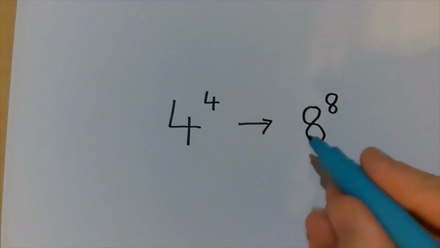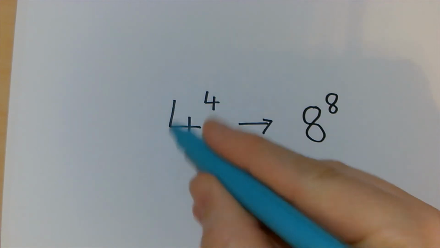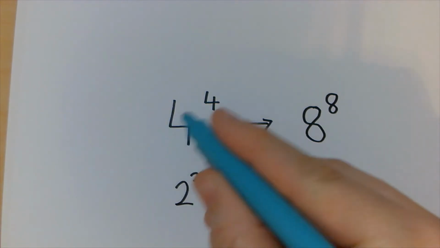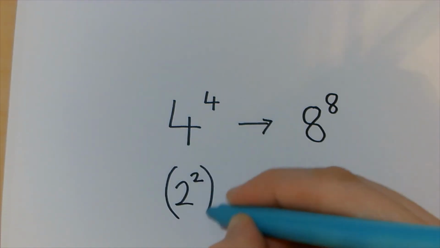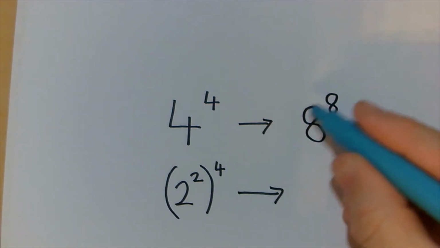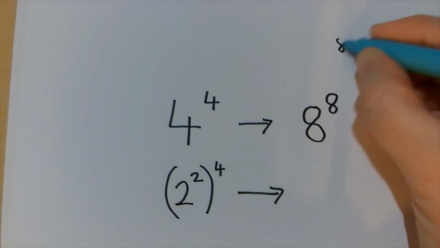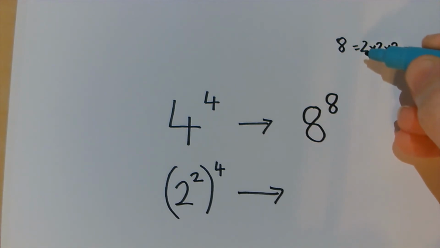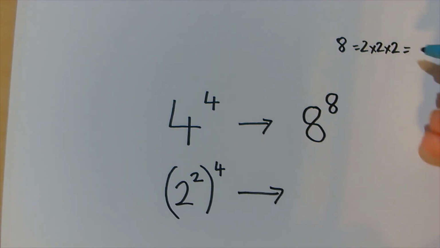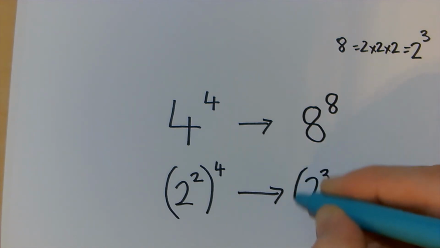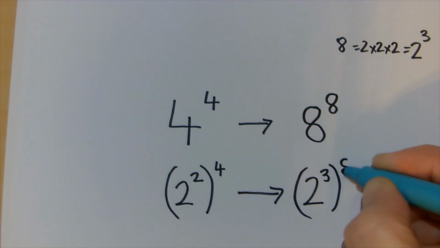Okay, so you might have remembered a bit of the rules. I'm going to give you a clue. 4 here is actually 2 squared. 2 squared is there, and that's all to the power of 4. Now, 8 is actually secretly 2 times 2 times 2. And remember, to cube a number times it by itself and again. So that's actually 2 cubed. So this here is 2 cubed all to the power of 8.